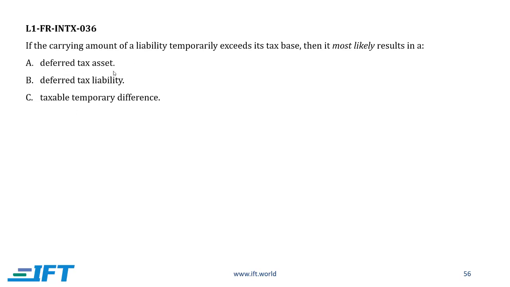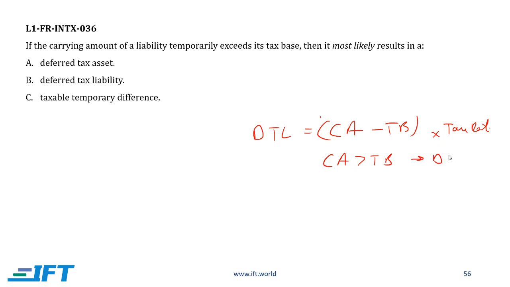Okay, question 36. If the carrying amount of a liability temporarily exceeds its tax base, deferred tax liability equals carrying amount minus tax base into tax rate. Now you need to be very vigilant that over here we are talking about an asset, carrying amount of the asset and tax base of the asset. If your carrying amount is more than your tax base, then deferred tax liability is generated because this is positive. If carrying amount is less than your tax base, then this would be negative deferred tax liability.